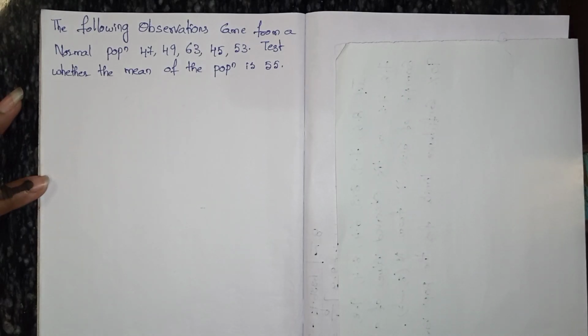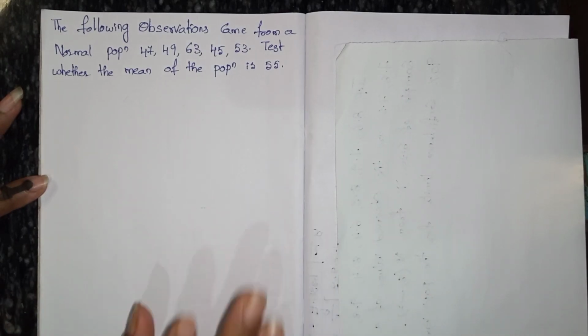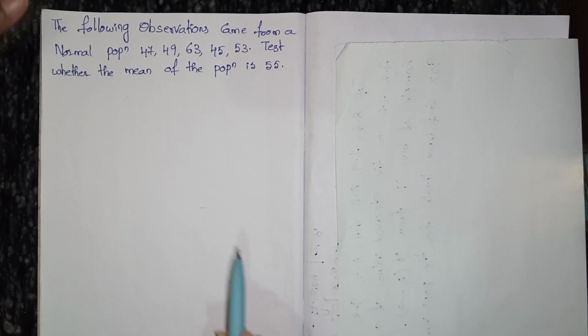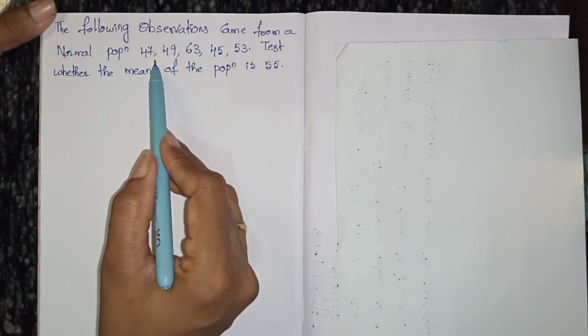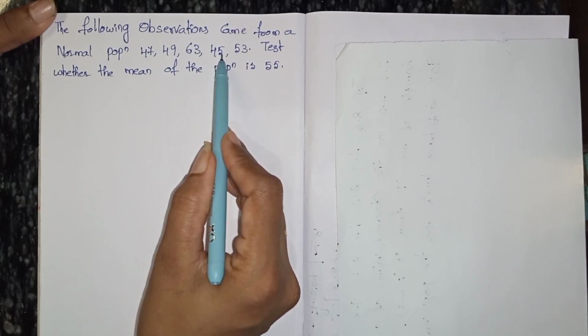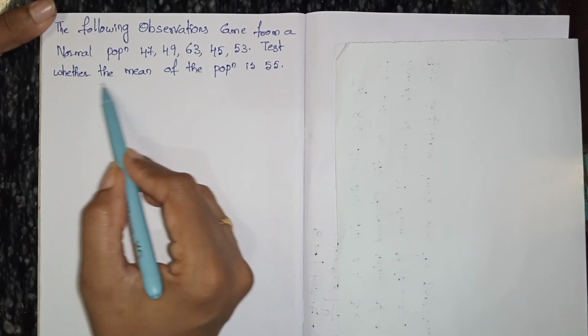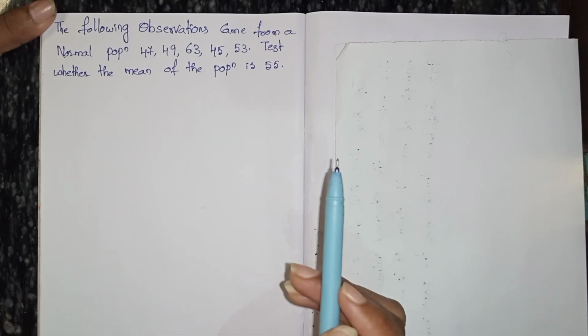Students, so now I am going to tell you about the problem. This is also requested by a student. The following observations came from a normal population: 47, 49, 63, 45, 53. Test whether the mean of the population is 55.